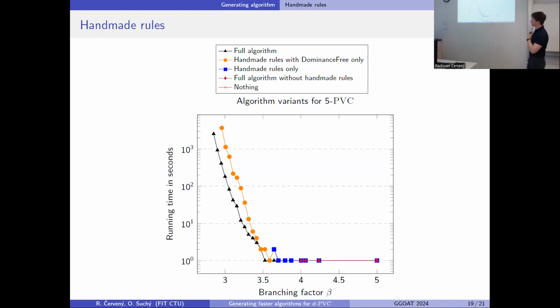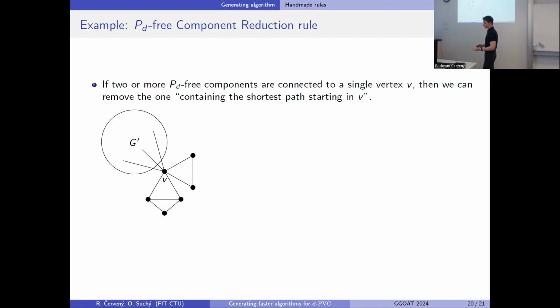So what are these handmade rules? It's something that I can put into the generating algorithm, and it will help. Basically, these are like handmade reduction rules that apply in some cases, and we have found a way to encode them into the algorithm so that it can use this information when it decides if the branching rule is handled or not. Yes. So let me give you an example of what I mean.